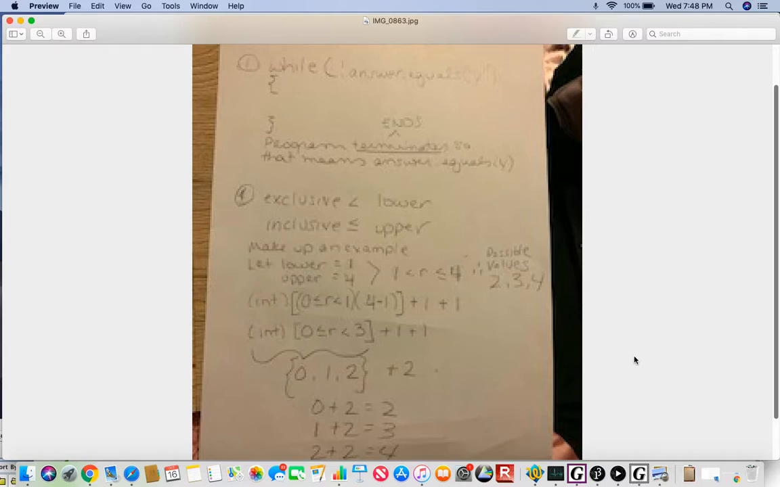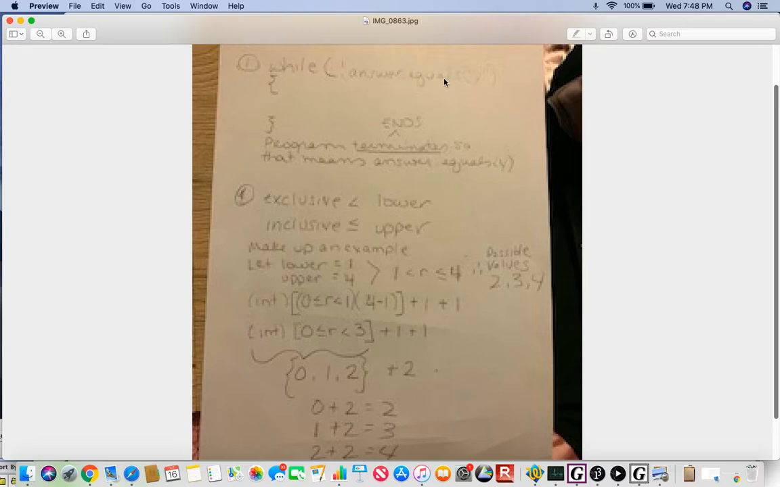Good evening. I wanted to make a video and explain to you the answers for number one and number four. So, the first one is telling you that the program terminates. So, it shows you this while loop. It says while the answer doesn't equal y, execute the loop. But it tells you the program terminates. So, that means at some point you exited the loop.